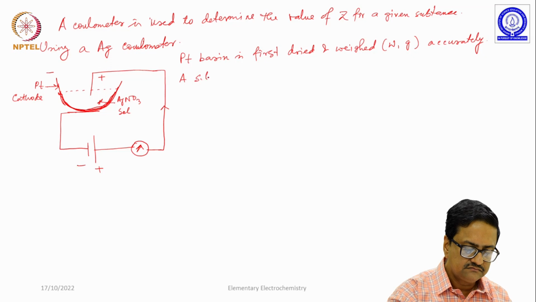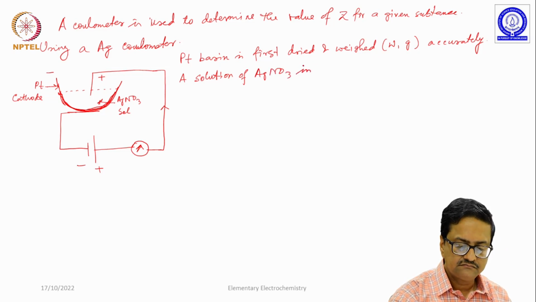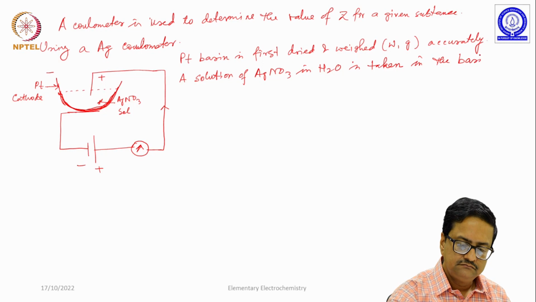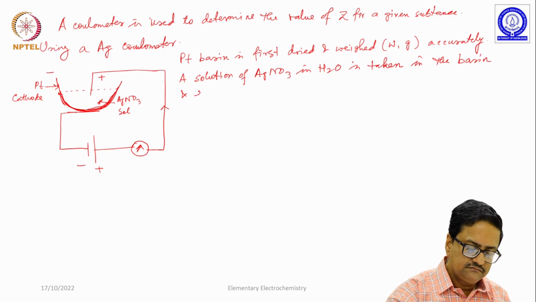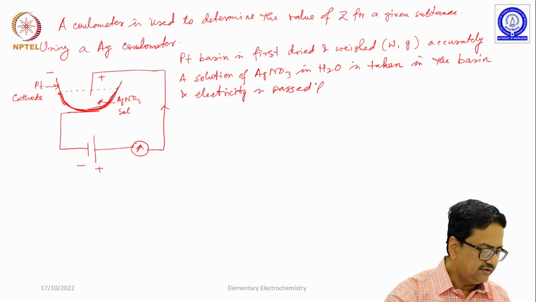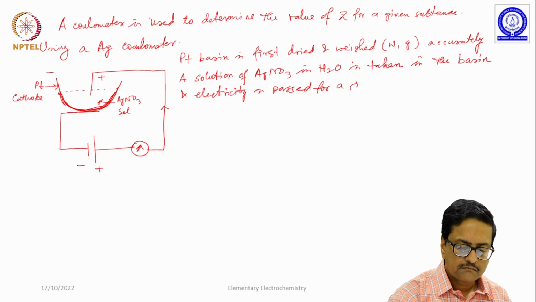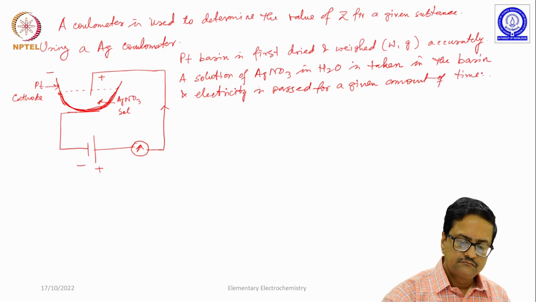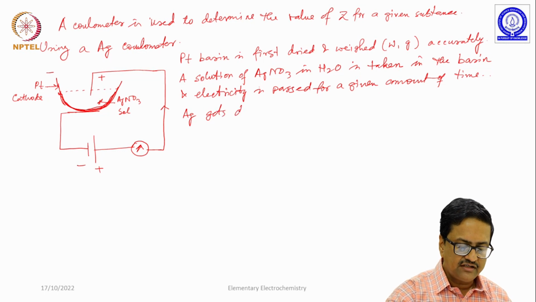Then a solution of silver nitrate in water is taken in the basin and electricity is passed for a given amount of time. So, in this process, what happens is silver gets deposited on the platinum basin.